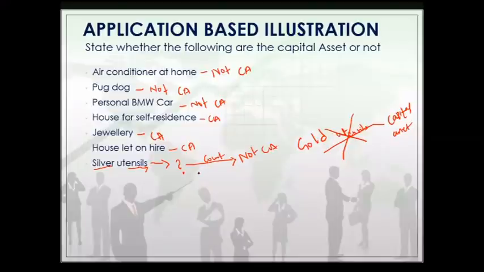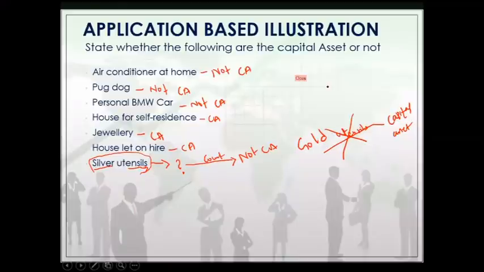The only exception is silver utensils. If it is silver jewelry, it's a capital asset. So the only exception, since the court has said not to consider this a capital asset, we are not considering it a capital asset. Otherwise, we would have considered this also a capital asset. Silver utensils are used at home for personal use. Very good, so you're right. Your analysis is right. Meghna GB, your answer is correct.